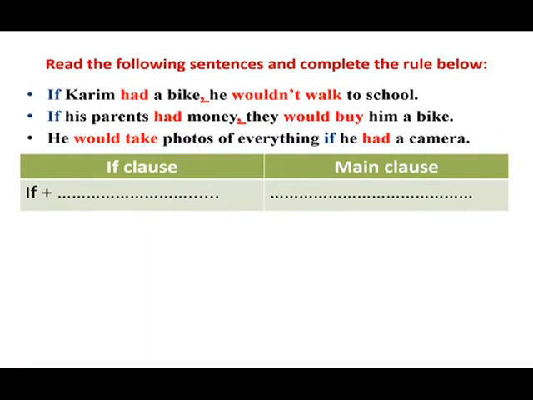So in conditional sentences we have 2 clauses. We have if clause that starts with if, and the main clause that would be the result. So we have condition and the result. So I'd like you to read these sentences and complete this table with the rule.